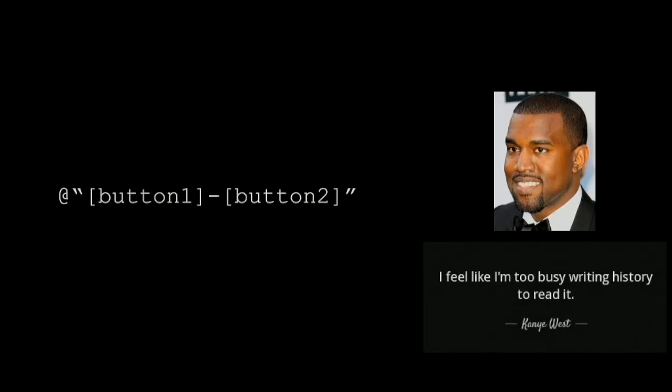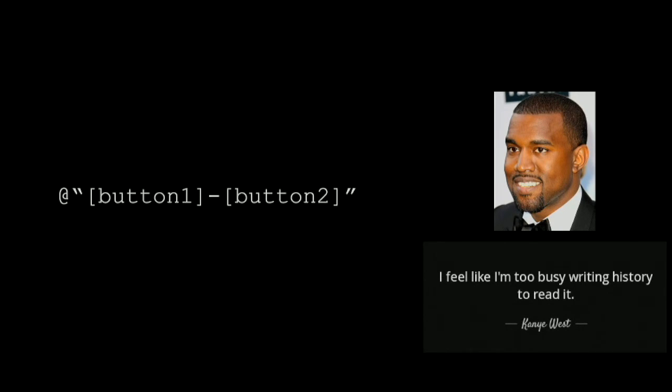We do this primarily via format strings written in the visual format language. Visual format strings are the cornerstone of the grammar of programmatic auto layout, which is the visual format language. So here's a basic example of a format string. We've got an NSString literal containing two buttons, both in square brackets, separated by a hyphen.